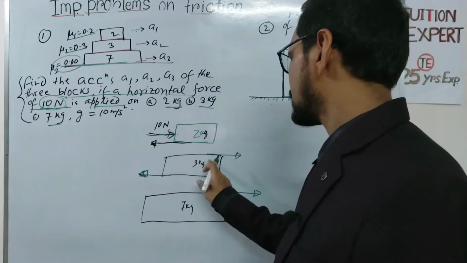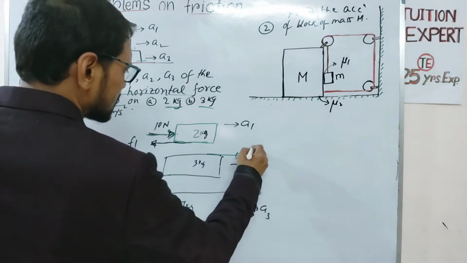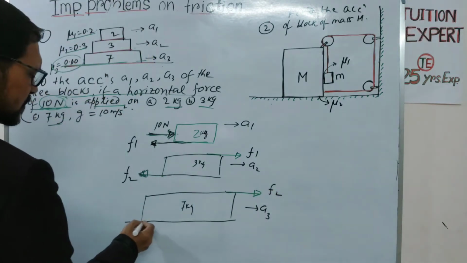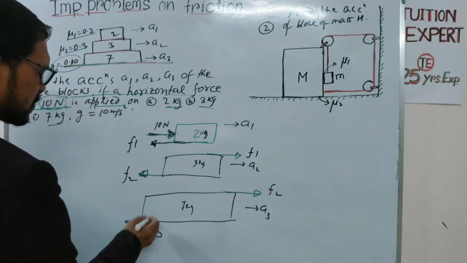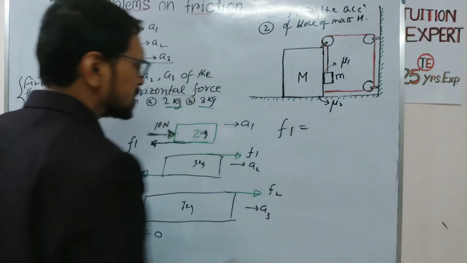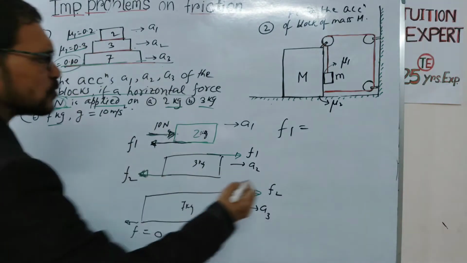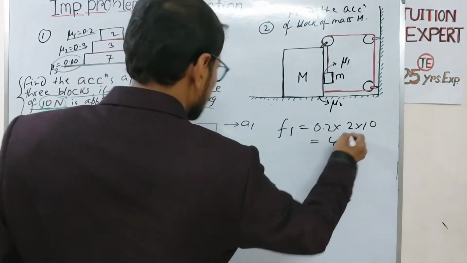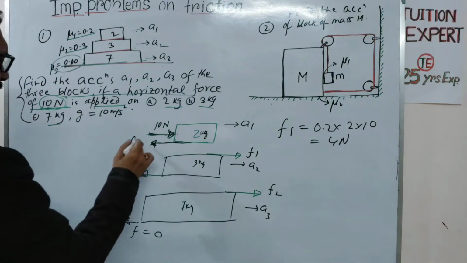Then the friction forces are F1, F2, and on the ground it is 0, since the ground is smooth. Now what is F1? F1 equals mu m g. Mu equals 0.2, so 0.2 into 2 into 10, that is 4 Newton. So 4 Newton force acts in this direction.